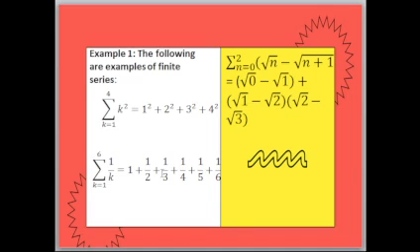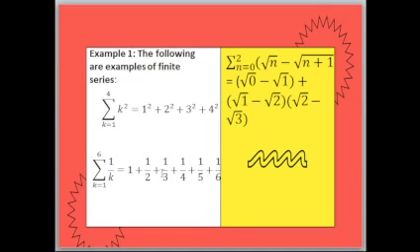Next, our n starts at 0, and our last number will be 2. So we have square root of n minus square root of n plus 1. So that's our expression. Since our starting number is 0, we have square root of 0 minus square root of 1. Why square root of 1? Because our n starts with 0, so 0 plus 1 is also 1.